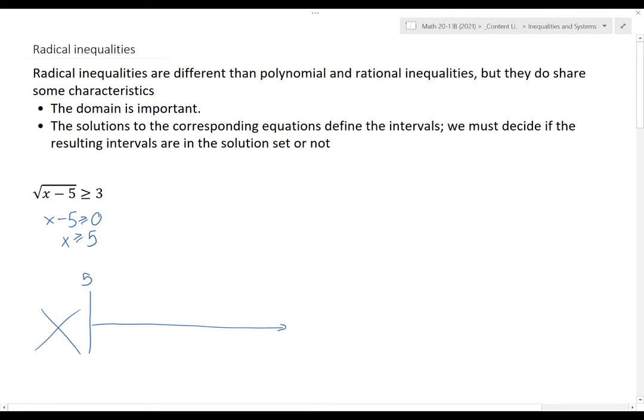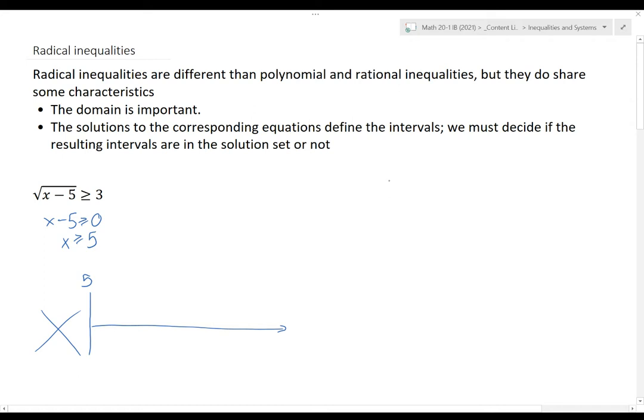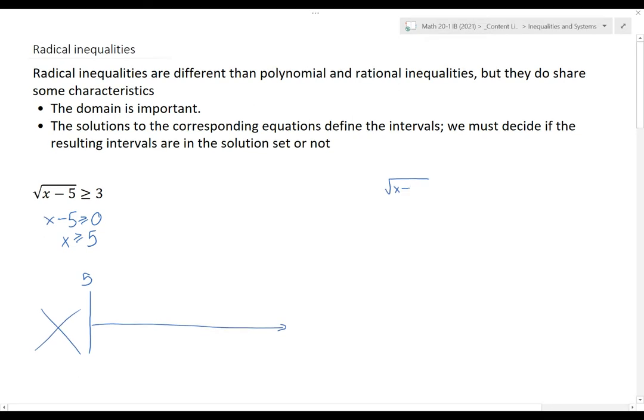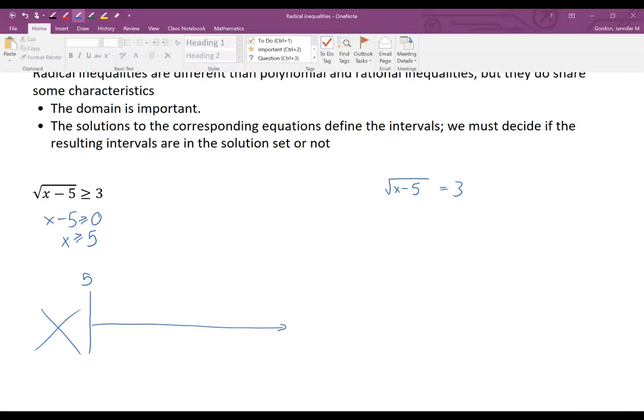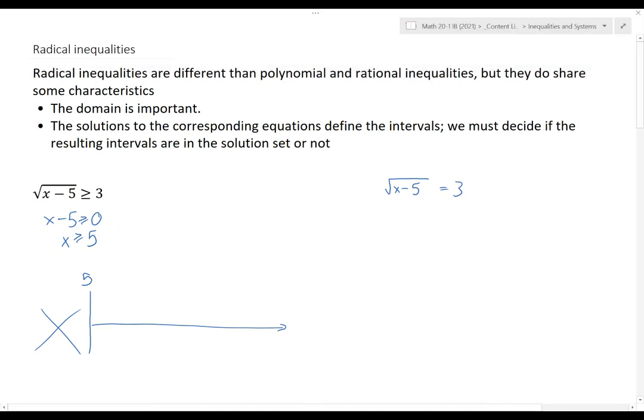So now to find if there are any other critical values, we have to solve the equation that goes along with this inequality. So in other words, we're solving the equation square root of x minus 5 equals 3. Now, I want to be very clear here. We are not solving this as an inequality. And that's because I can't just square both sides of an inequality and hope that that inequality will hold. So in many cases, that would feel like it works.